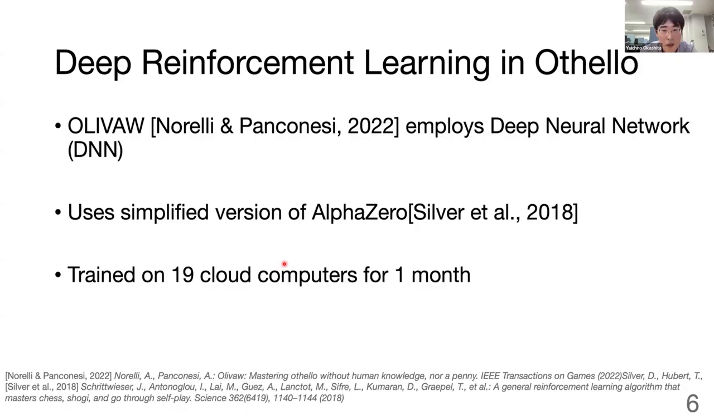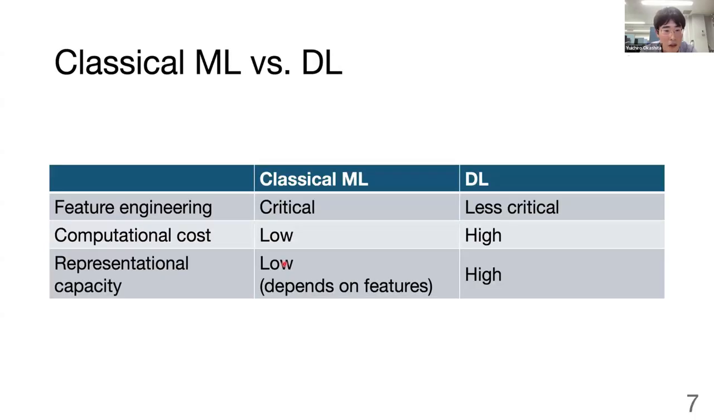On the other hand, several studies have employed deep neural networks as the evaluation function for Othello. The most successful example is Oliver. It uses a simplified version of AlphaZero and was trained on 19 cloud computers for 1 month.